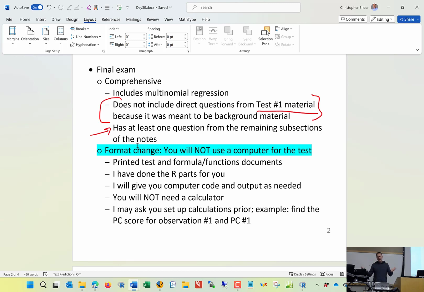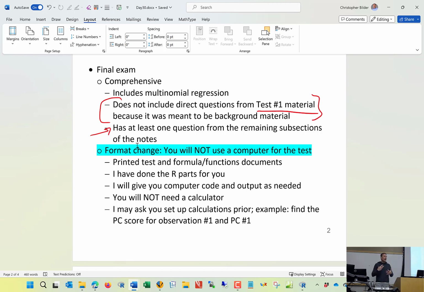I've used this testing format a number of times in my courses at the end of the semester, because obviously I've had an opportunity now to assess your ability to use R on a test already, and I think generally speaking, students have liked that, and so that's why I do this often in classes. So again, I have done all the R parts for you in terms of the programming and getting the output.